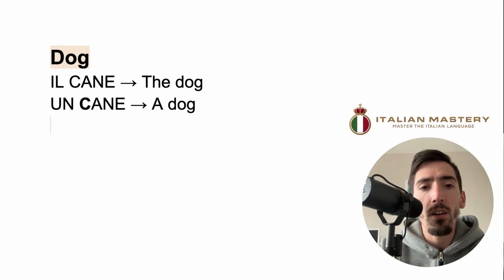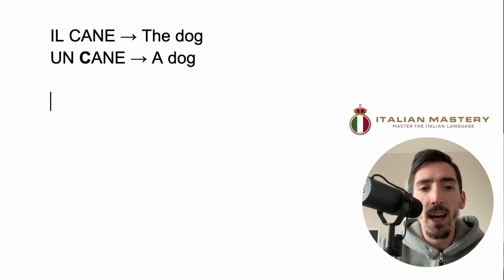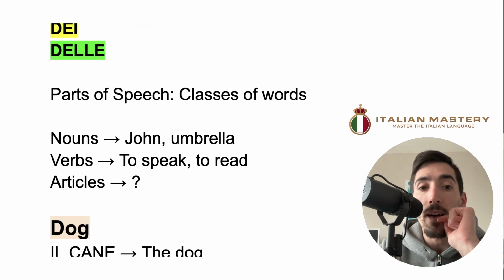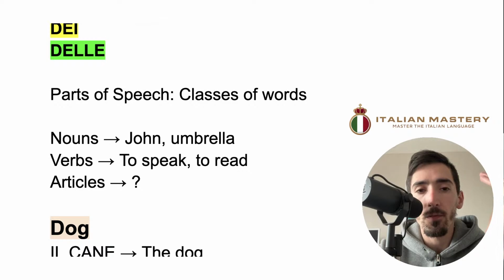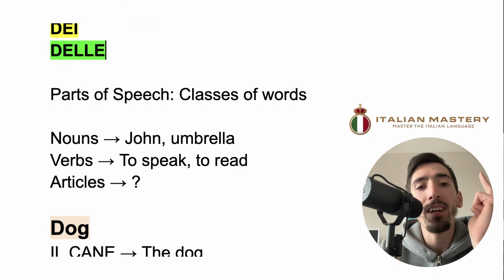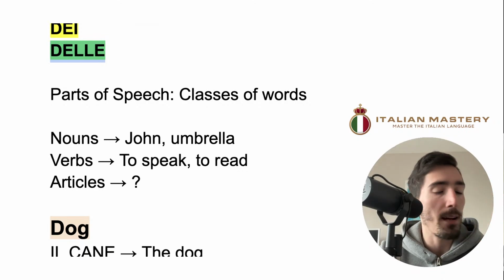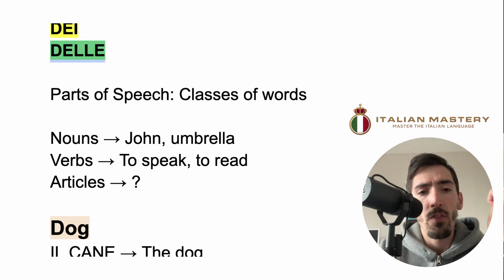Now, the problem that we are seeing in Italian is that there are words such as delle. In fact, I highlighted these two at the very beginning. I prepared these two at the very beginning. Dei, delle. These are also indefinite articles, but they are confusing because they look exactly the same as other words. For example, they look exactly the same as what?